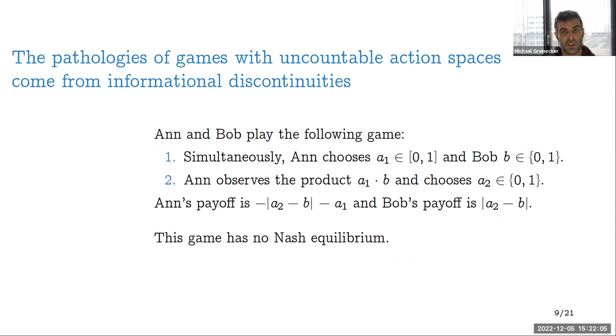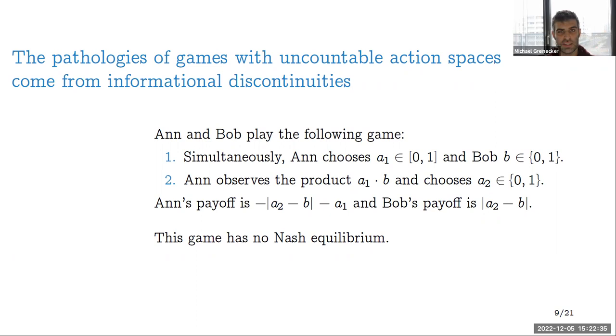And even though these things look, if you don't think too deeply about it, very continuous, they're really not, because what Anne learns from her signal varies very discontinuously. If she plays 0 in the first period, she learns nothing. If she plays any ever so small positive number, she learns everything. So there's an informational discontinuity that drives this non-existence here.